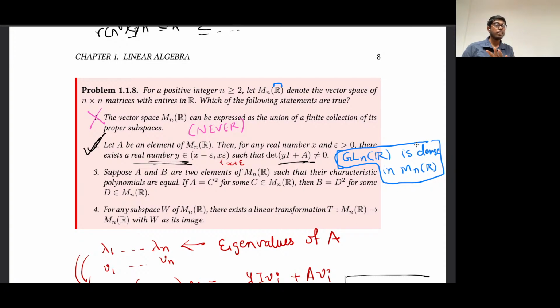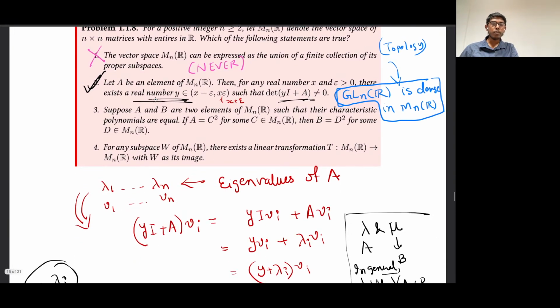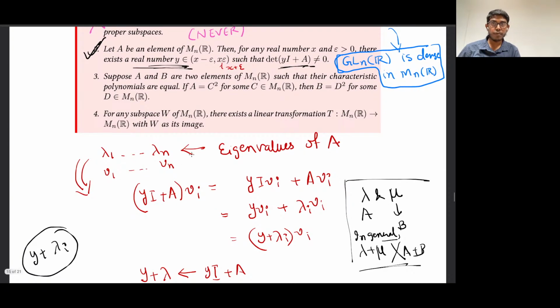But here it says that given any A, whether its determinant is zero or non-zero, you can always find a sequence in GL n R which will converge to A. We will see this when we study topology. But this big fact is not needed to solve this problem. This is easy, you just have to analyze the eigenvalues. Okay, what about options 3 and 4?